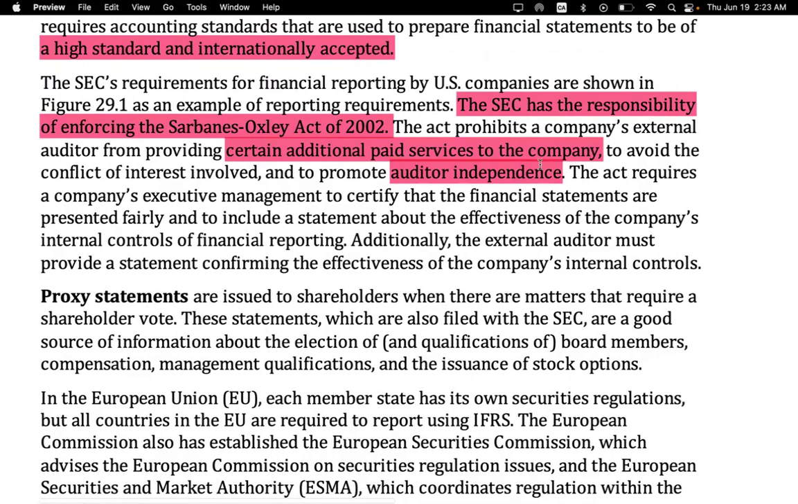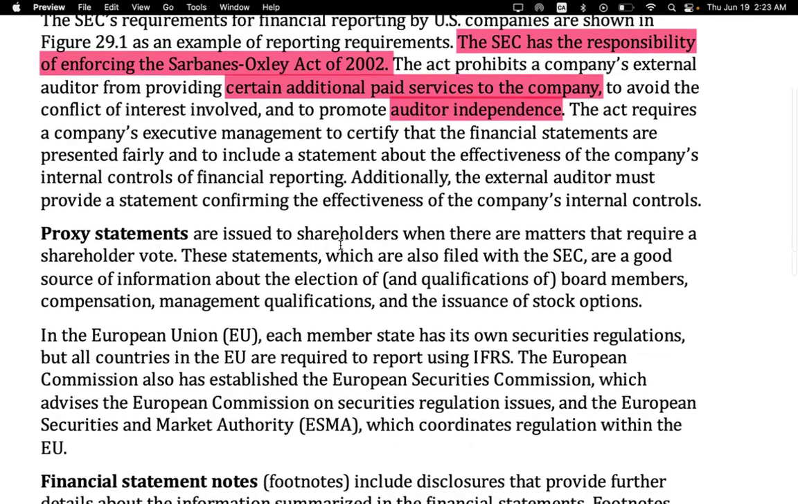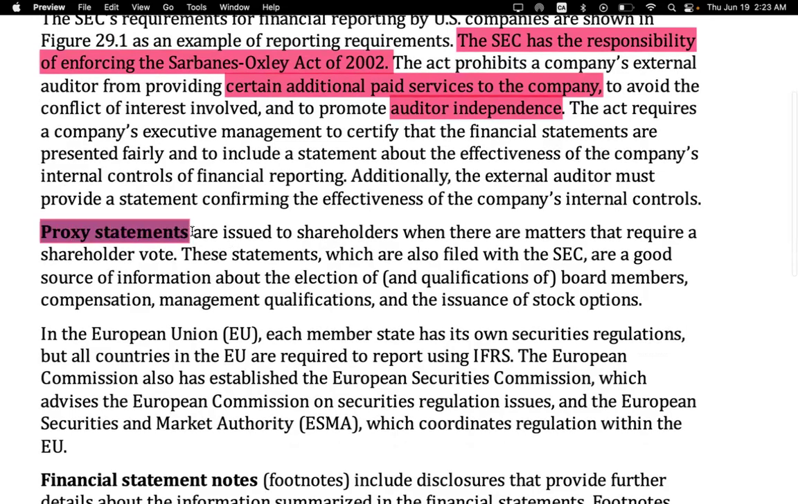So executive management is going to certify that financial statements are fairly presented, and they are going to give a statement about the effectiveness of the company's internal controls. And the external auditor himself also is going to, not just a person, the external auditor can be a firm as well. So the external auditor is itself going to give a statement that's going to confirm the effectiveness of the company's internal controls. Okay, now what are proxy statements?